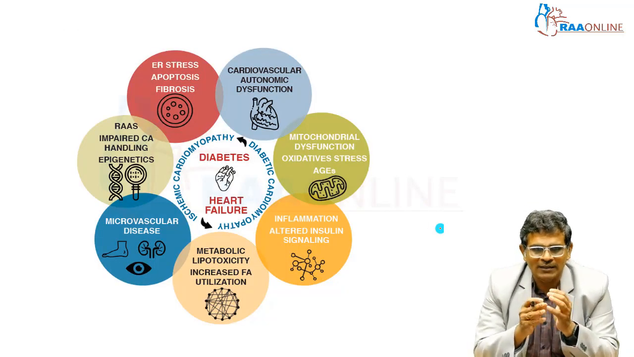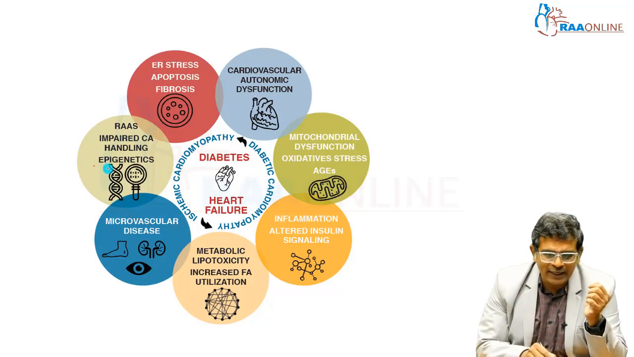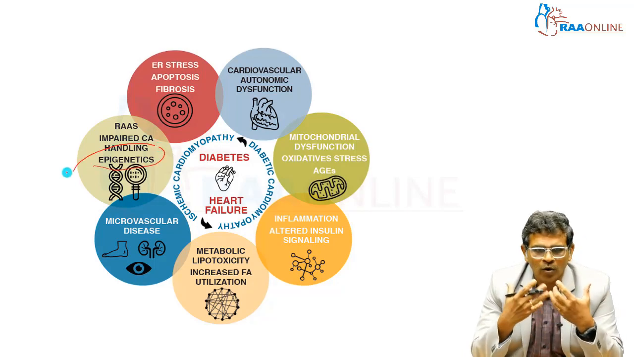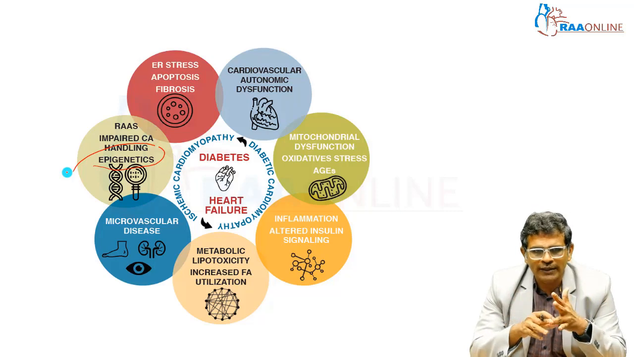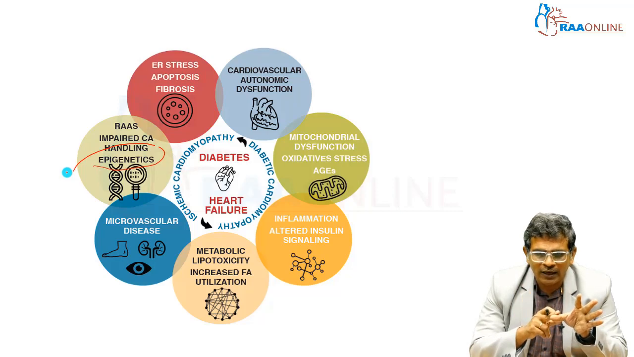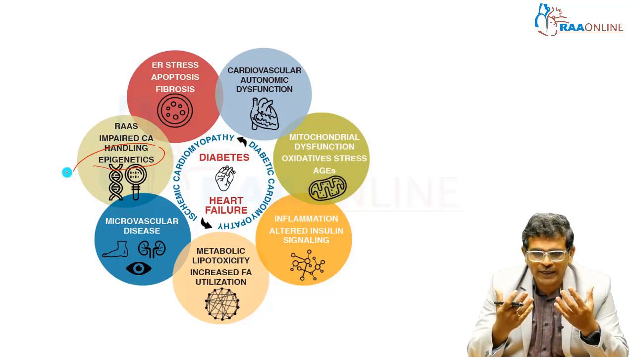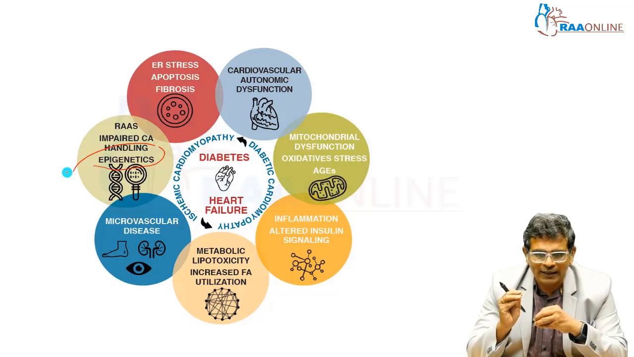As far as diabetes is concerned, there are various factors. There can be epigenetics, which defines who will get heart failure and why some people are more prone to it. Also, there is RAS activation, where the renin-angiotensin-aldosterone system gets activated. Mitochondrial dysfunction happens, and oxidative stress leads to the release of lots of advanced glycation end products. There is inflammation, which produces lots of pro-inflammatory cytokines, and also altered insulin signaling because of calcium mishandling at the cellular level.